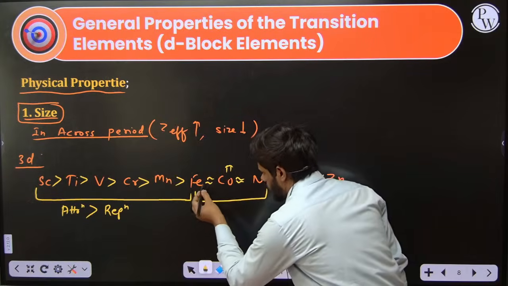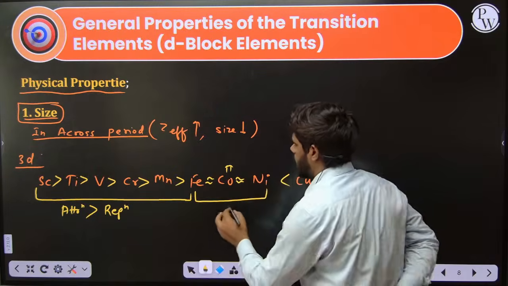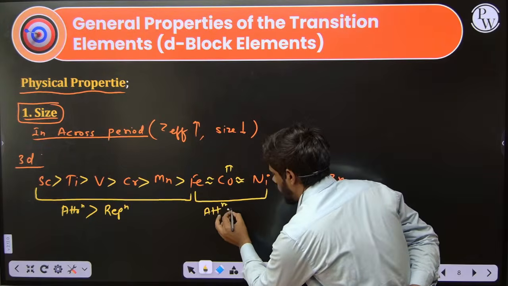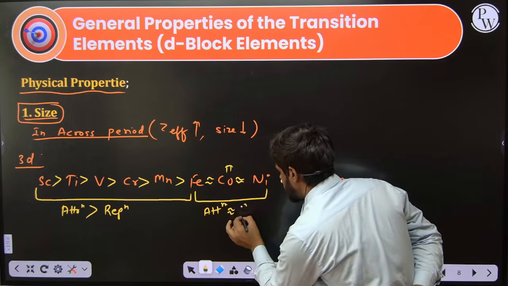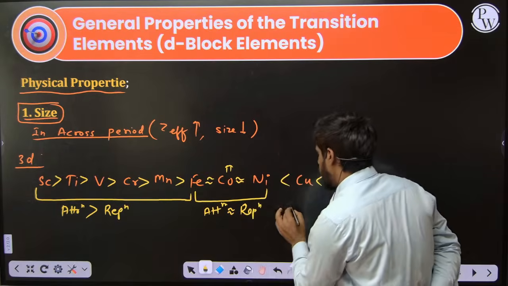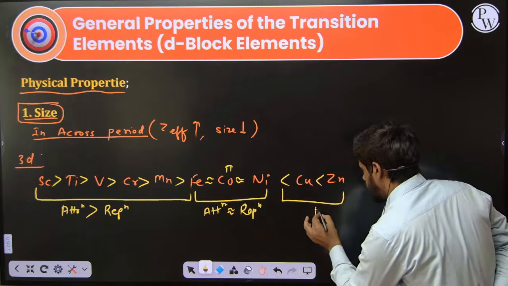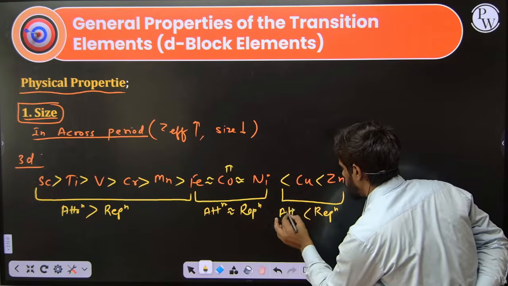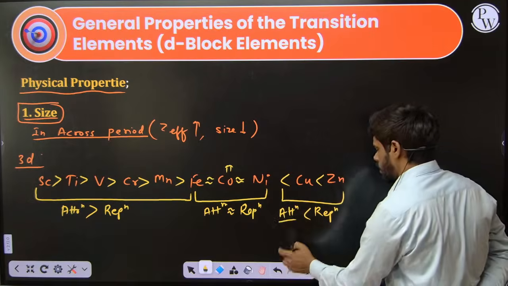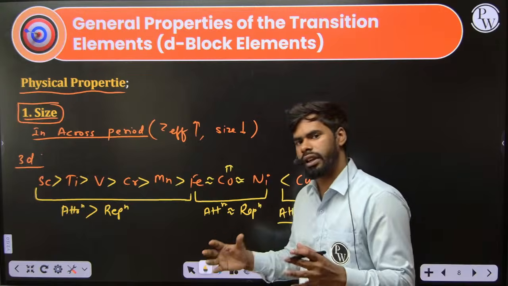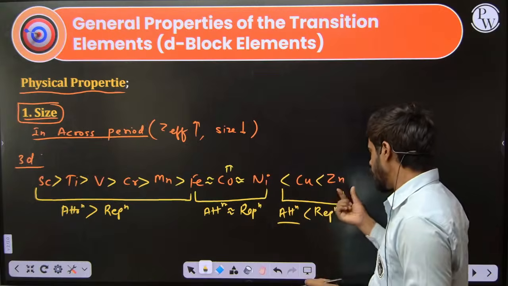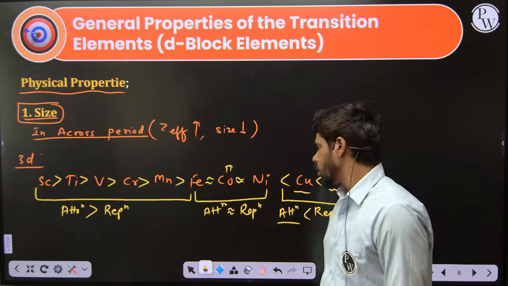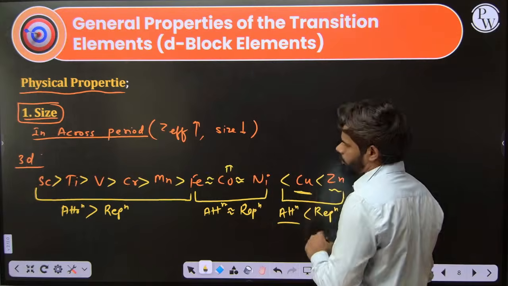In case of iron, cobalt, nickel, the attraction is basically overcoming the repulsion, and after that repulsion is the dominating factor over attraction. In that case, if repulsion of electrons is there, the size will increase. Okay, so zinc is more in size than copper.